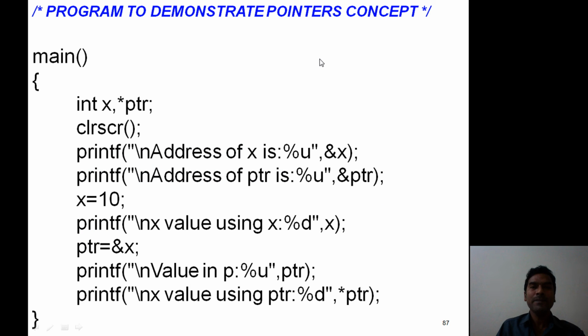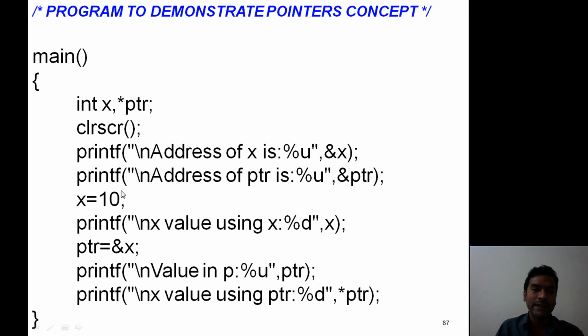Now here is one program to demonstrate the pointers concept. Now int x, comma, asterisk ptr. Now you are familiar: x is an ordinary variable and ptr is a pointer variable. Now the address of x. Here we are printing the address of x, hence ampersand x. The address of ptr, this is ampersand ptr. Now x equivalent to 10. x is an ordinary variable, hence we stored an ordinary value.